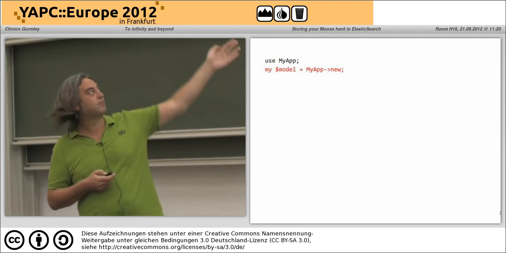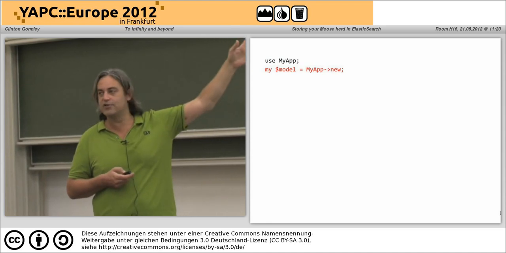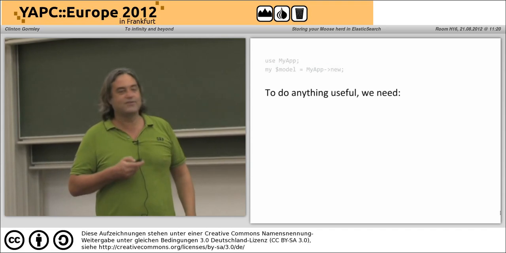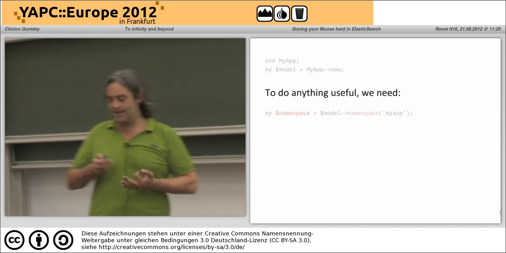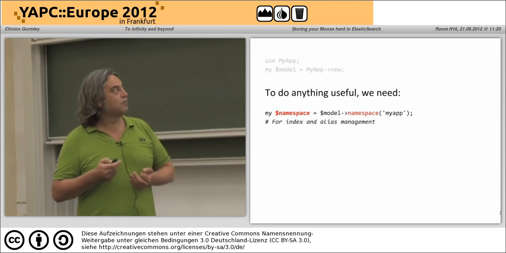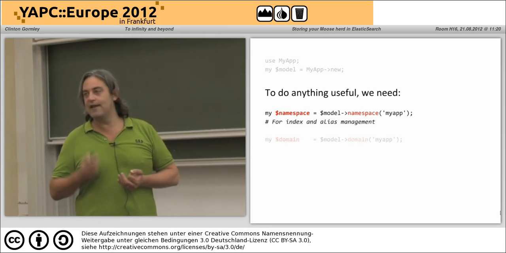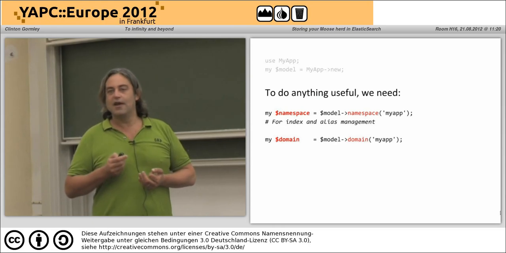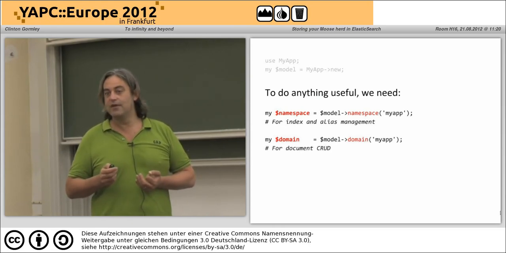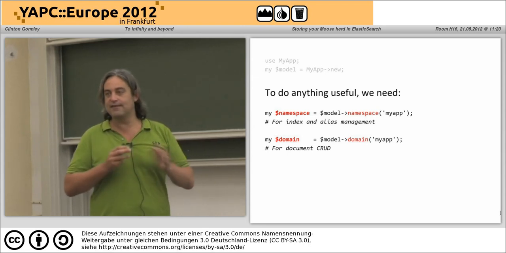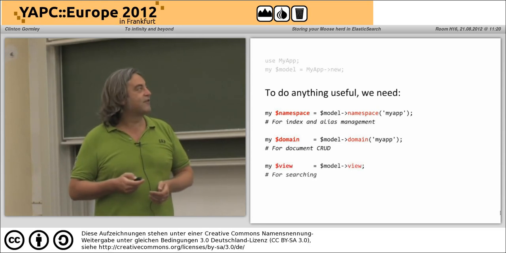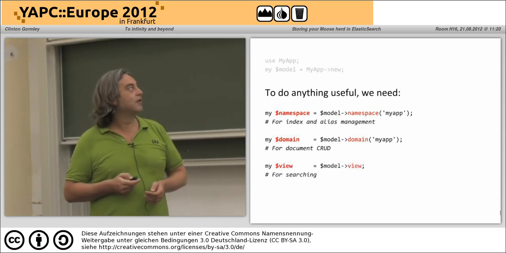Create an instance of it. And I'm not specifying an Elasticsearch cluster, so it just connects to localhost. But really, to do anything useful, we need one of three handles. The first is a namespace object, which we use for index and alias management; a domain, which we use for document CRUD, so anything that's getting and setting, updating documents by ID, that's what you use; and for searches, you use a view.